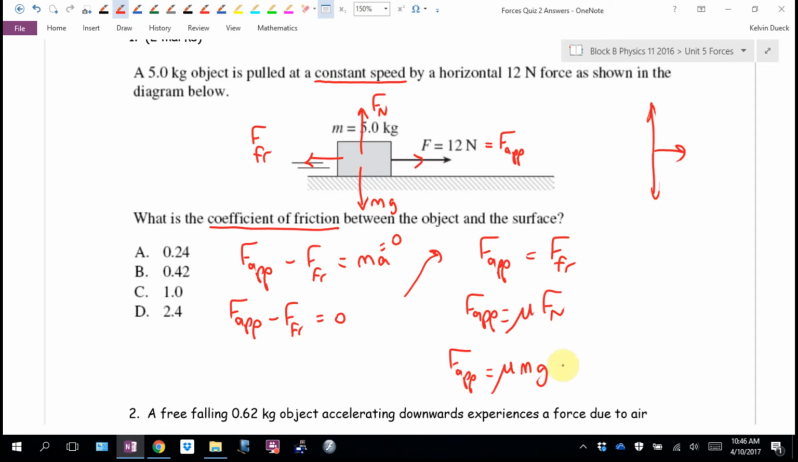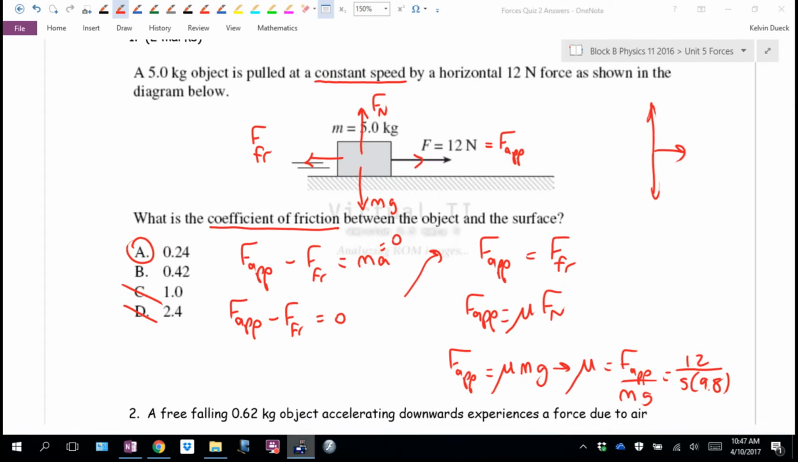Because they're timesing. So if I hear you, you're telling me mu is going to be F applied divided by, I almost wrote a mu again, divided by mg. It's going to be 12 divided by 5 times 9.8. I wonder if I can do that in my head. You know what? It's not that and it's not that because it's less than 1. It's roughly 12 divided by 6, well, 12 divided by 50, which is 6 divided by 25. Is it? It's A, isn't it? Yeah.